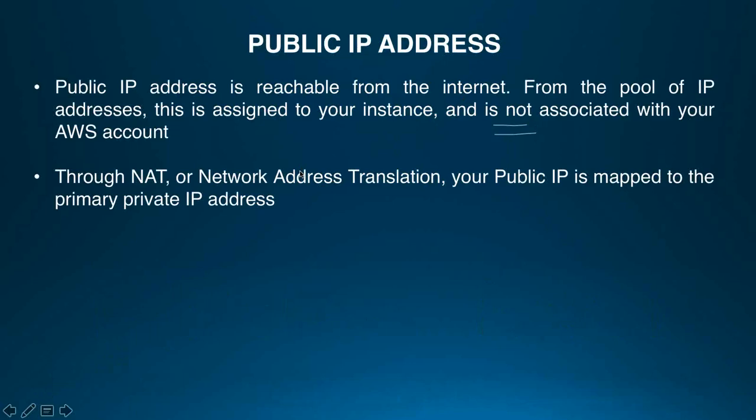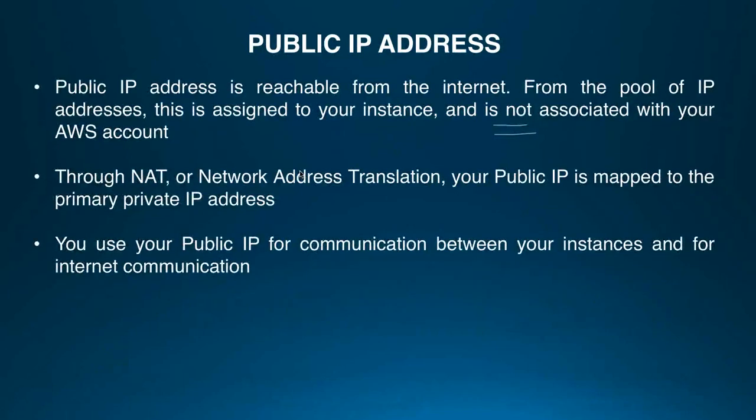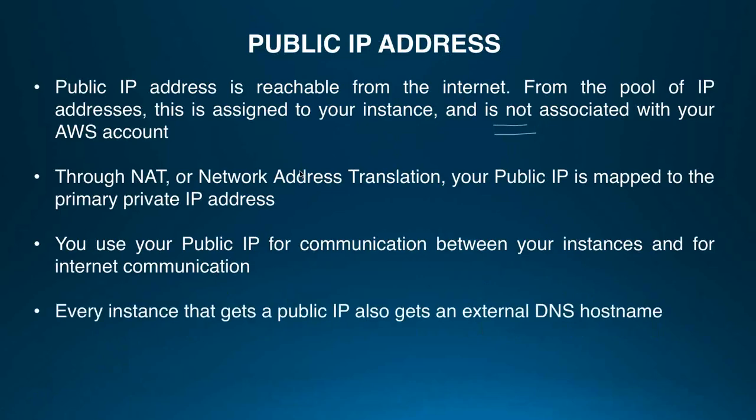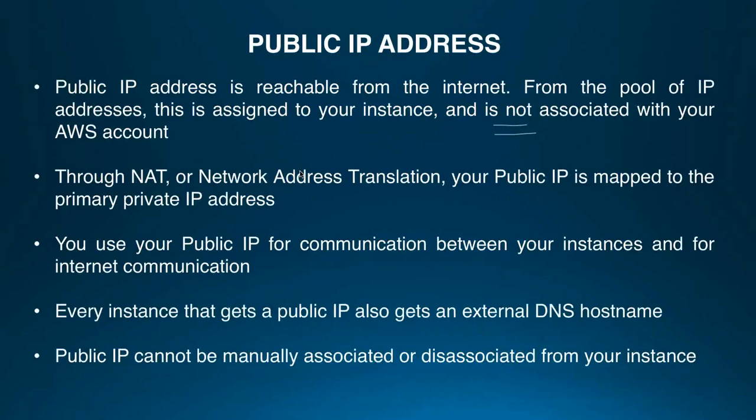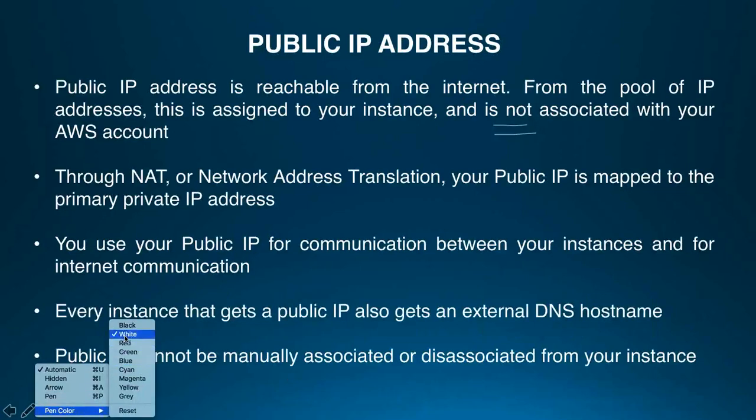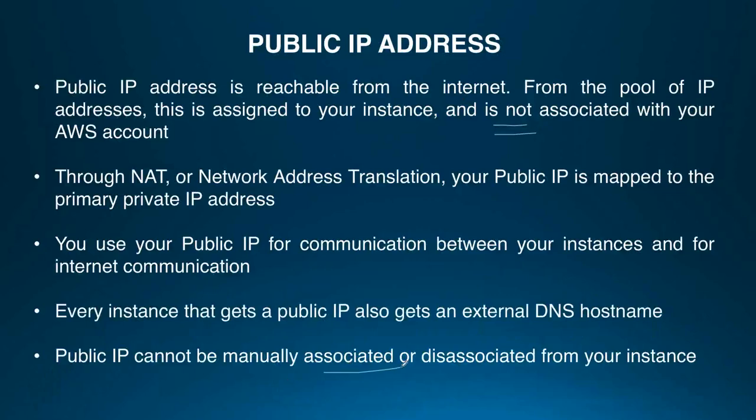Through NAT, or network address translation, your public IP is mapped to the primary private IP address. You use a public IP for communication between your instances and for internet communication. Every instance gets a public IP, and also an external DNS host name. A public IP cannot be manually associated or disassociated from your instance. Reason being, it's not in your control. This thing you have to keep in mind.